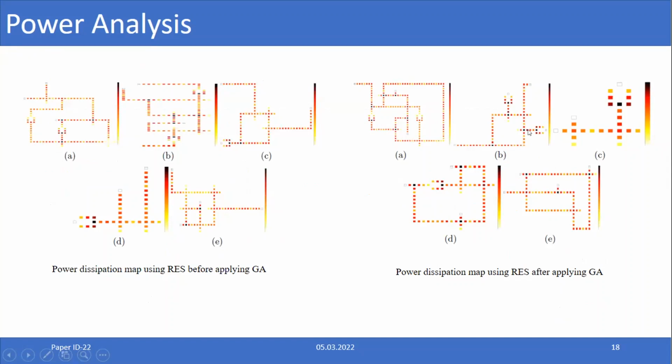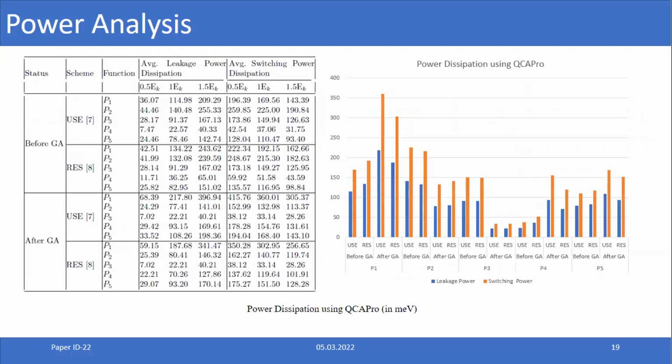Okay, sir. And from this power distribution map, we can easily find out which part dissipates the power in larger amount. In this power distribution map, the bold area dissipates the power in larger amount compared to the other areas. Next, I have pictorially represented the comparison of the power dissipation for the different five functions in this slide.